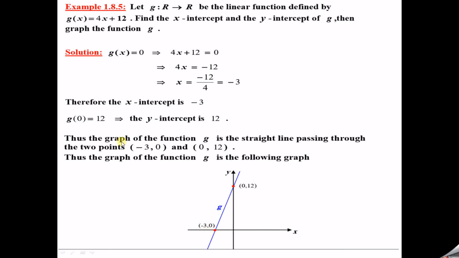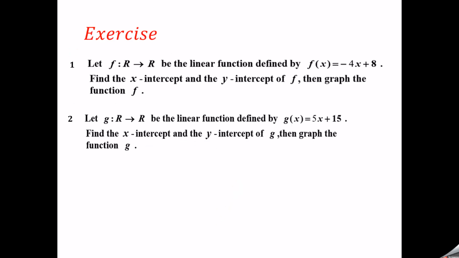And the next one, by putting x = 0, we will get the y-intercept. If we put x = 0 here, 4 times 0 plus 12, that is 12. So the y value will be 12 when x is 0. So the point where it intersects the y-axis is (0, 12). Therefore, the line passes through the points (-3, 0) and (0, 12). This is how you find the graph of the line in the xy plane.